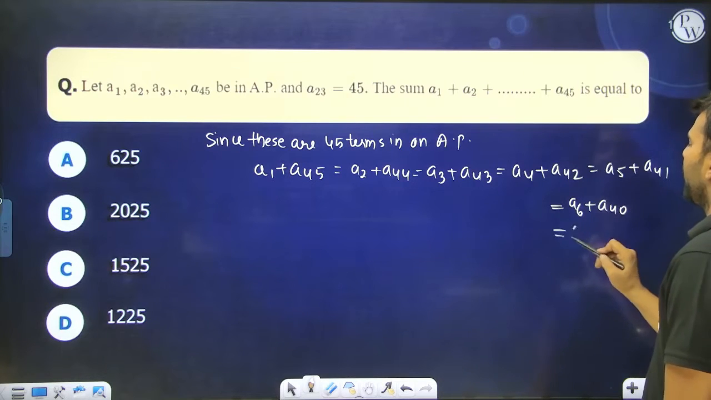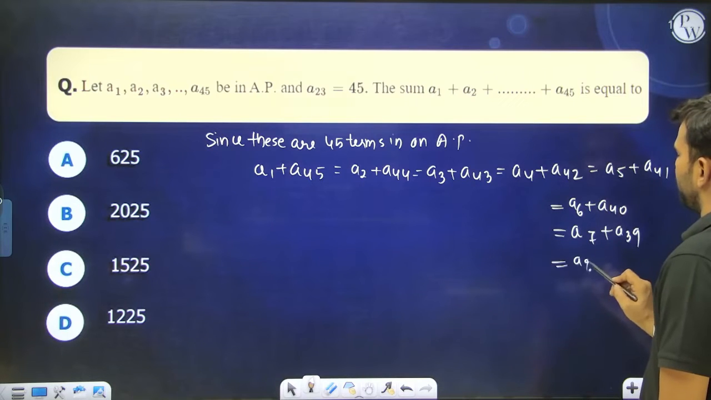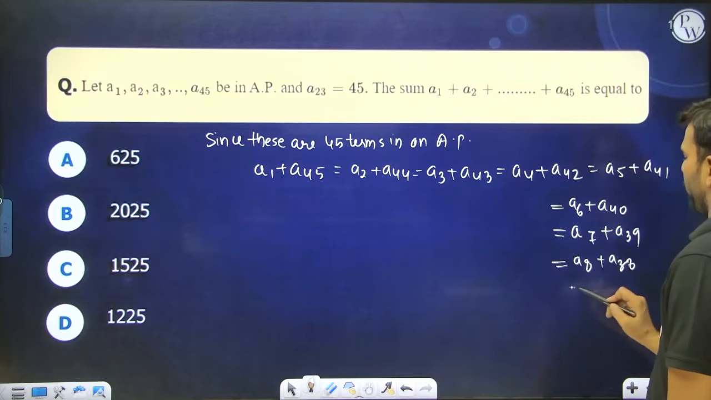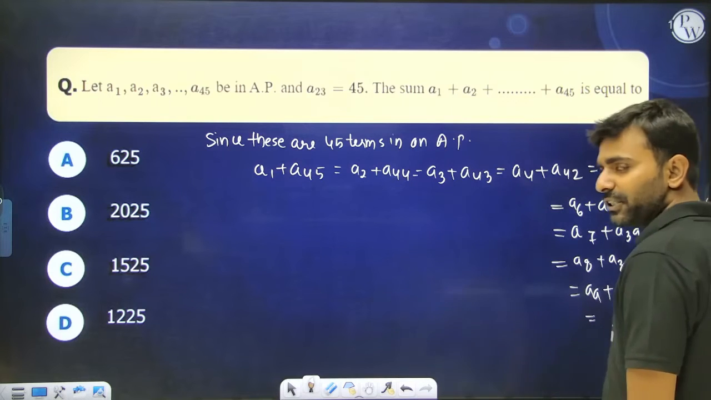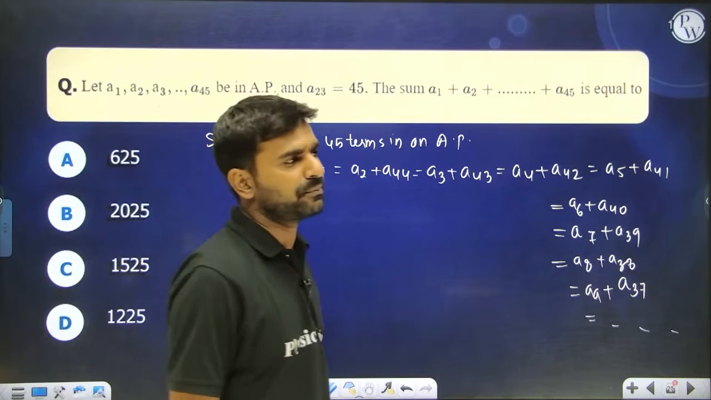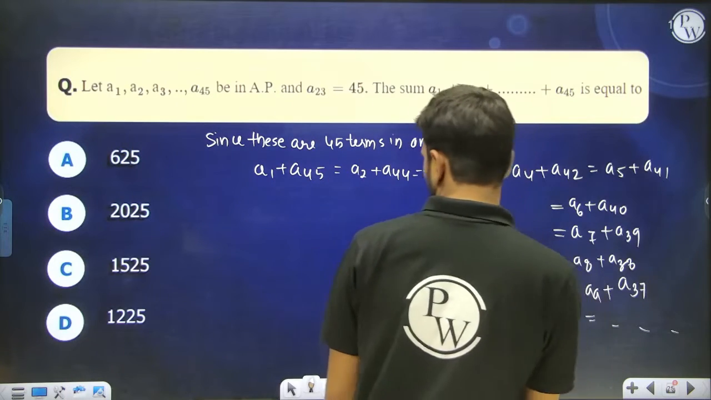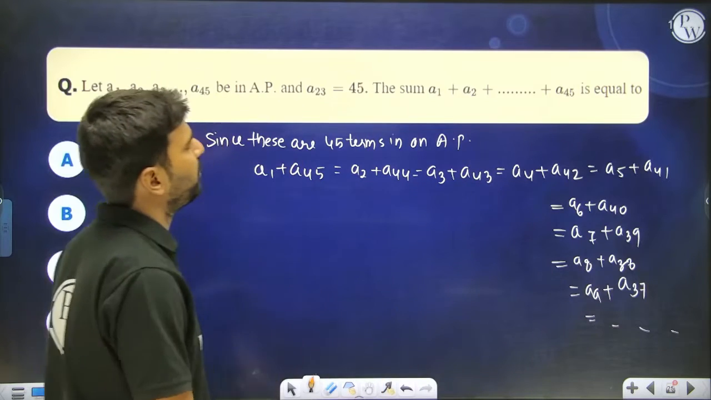This happens for each and every AP irrespective of the first term and the last term, kids. This also happens irrespective of the common difference. First term plus last term equals second term plus second last term equals third term plus third last term, and so on. This is a very important property of an AP.